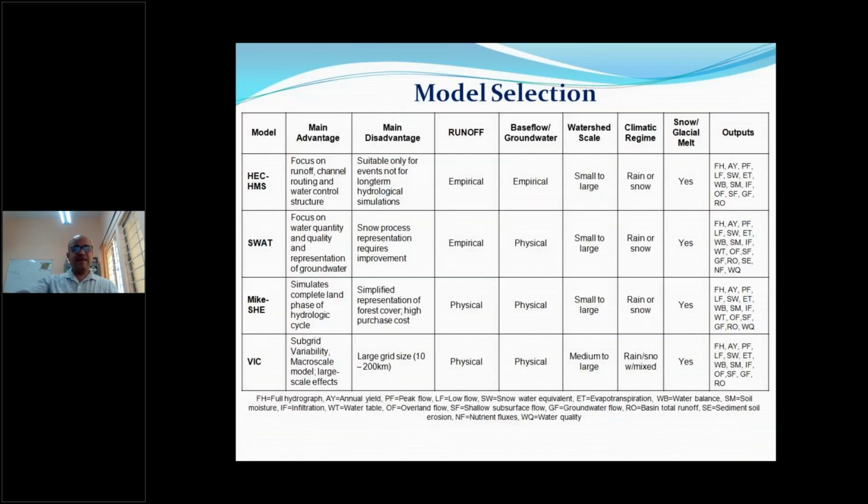So you can select the models based on their properties. You can select out of HEC-HMS, you can select from SWAT, MIKE SHE or VIC. So there are various models. I have listed here the properties: what their advantages and disadvantages are, what they calculate, how they calculate, whether they go for an empirical or physically based approach, and what outputs they give. So if you have this kind of comparative table, as well as clear objectives for your study, you can choose a hydrological model.